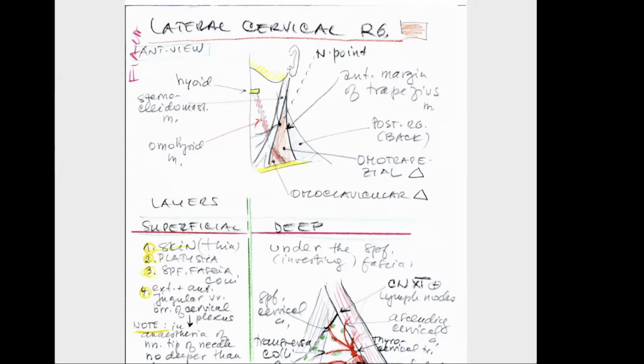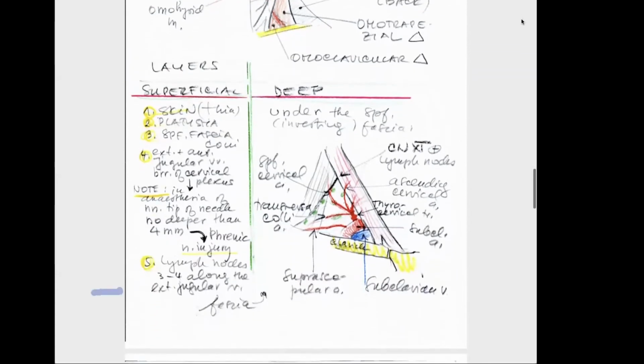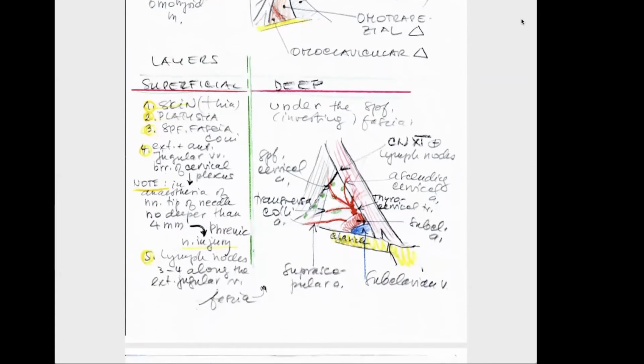Looking at the layers, looking at the superficial topography, we can look first of all at the superficial, and then later on the deeper layers with different contents. Usually very thin skin, then follows the platysma without its own fascia, then follows the superficial or investing fascia, fascia colli, and then there are the superficial structures like the external and anterior jugular veins. They form usually the arch, angulus venosus, the venous angle. They interconnect the contralateral sides.